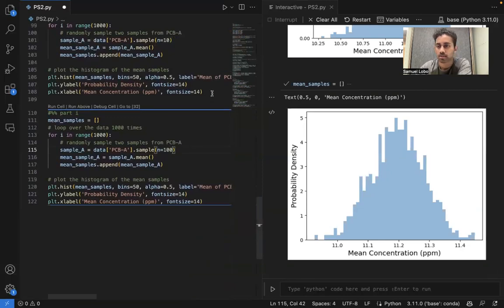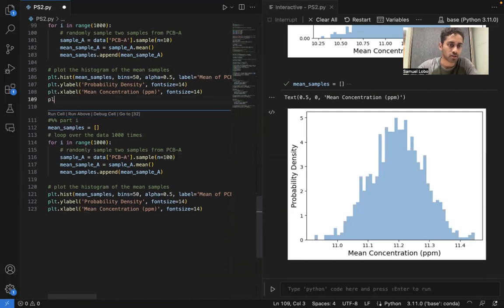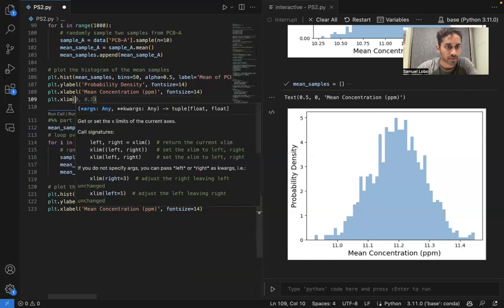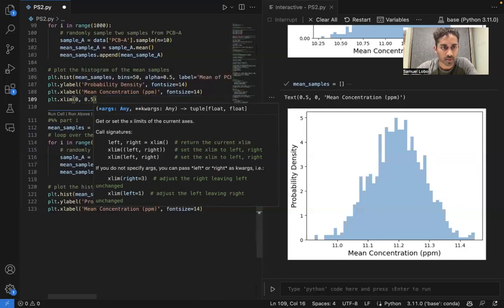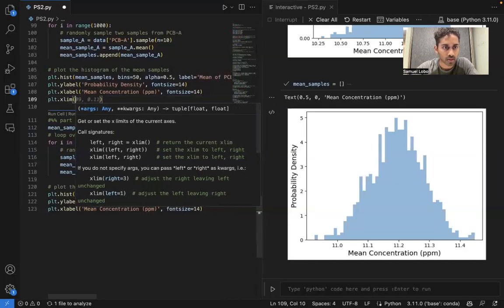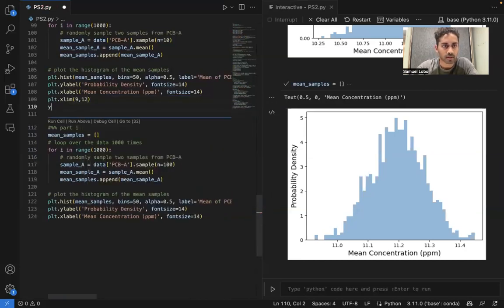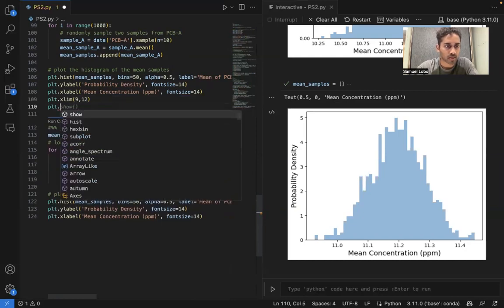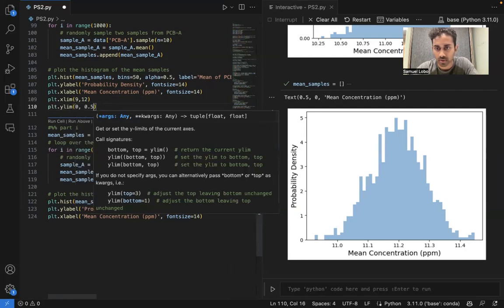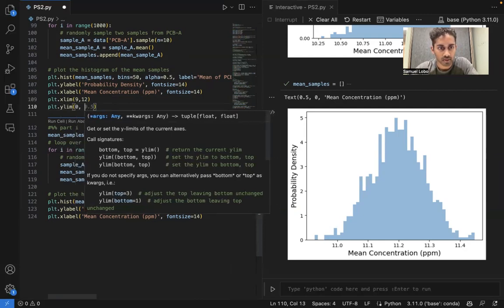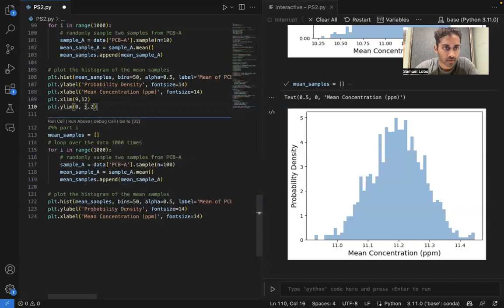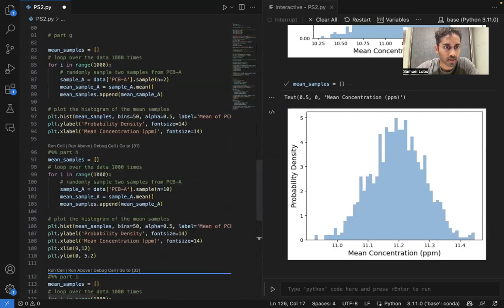So sometimes it's good to plot these with the X limits and Y limits set. Here's what I'll do. You could change the X limit and Y limit with this command. I could say X limit is between 9 and 12, and I'll set the Y limit to be 0 to, let's say, 5.2 or something like that. And I'll do this for part G, part H, and part I.